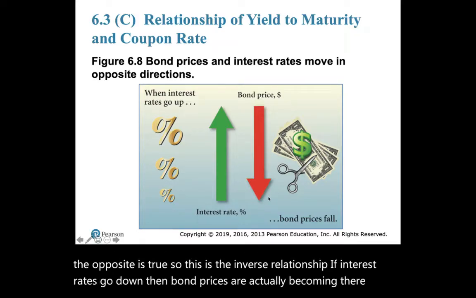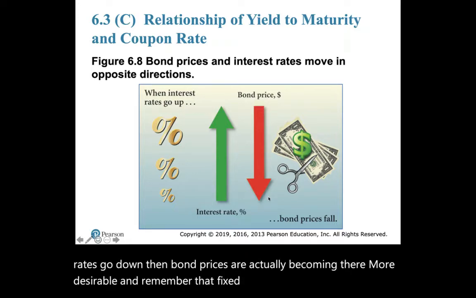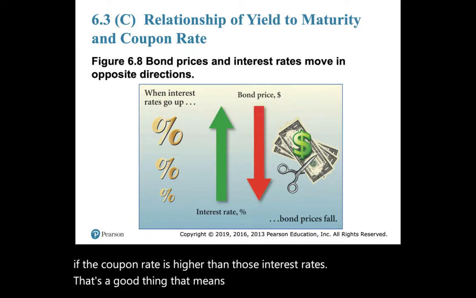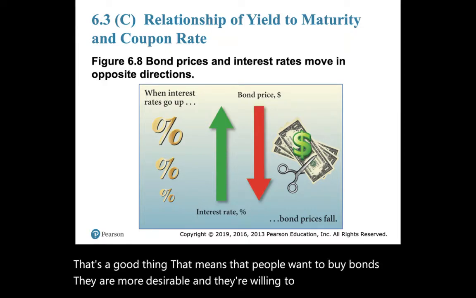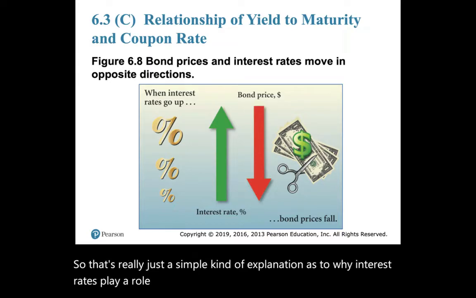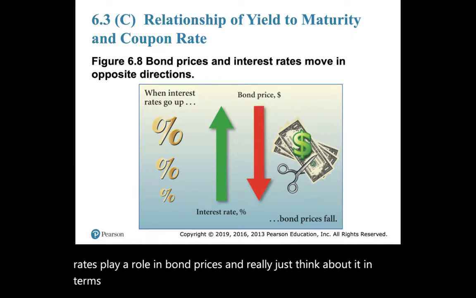If interest rates go down, then bonds are more desirable. And remember that fixed income, particularly if the coupon rate is higher than those interest rates, is a good thing. That means people want to buy bonds, they're more desirable, and they're willing to pay a premium for it. So that's a simple explanation as to why interest rates play a role in bond prices, and really just think about it in terms of demand for bonds.